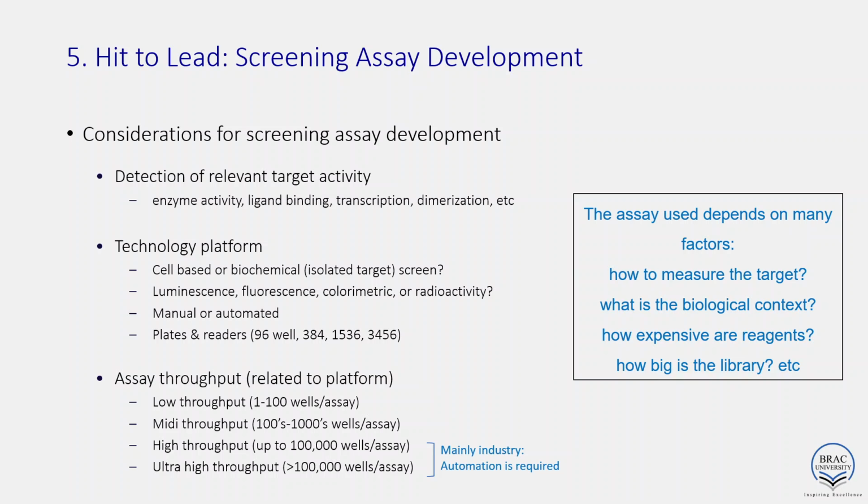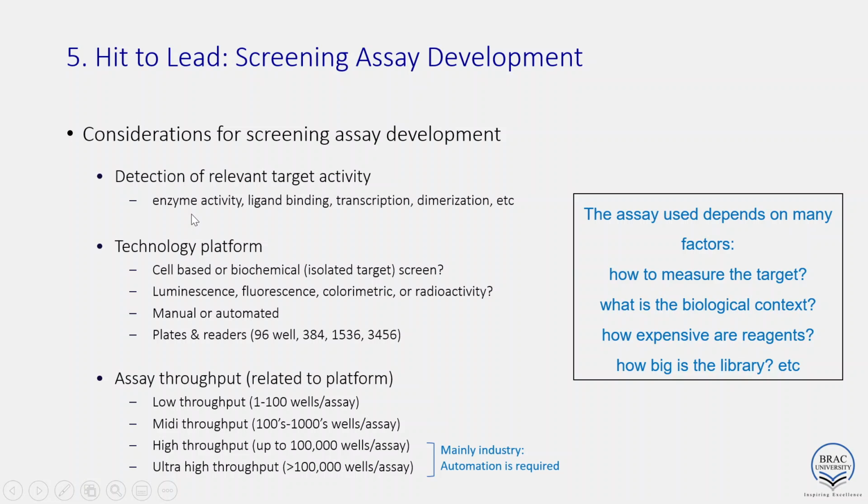So, screening assay development. In order to select or develop our assay, we need to consider a few factors. The first point we need to consider is detection of relevant target activity. Target activity depends on our target. For example, if our target is an enzyme, we need to watch our enzyme activity.